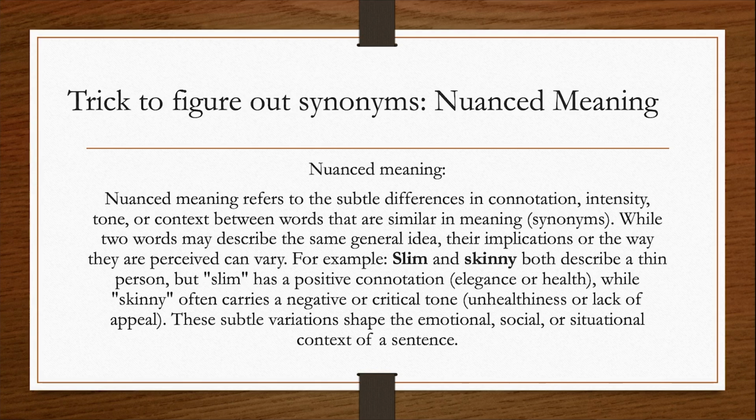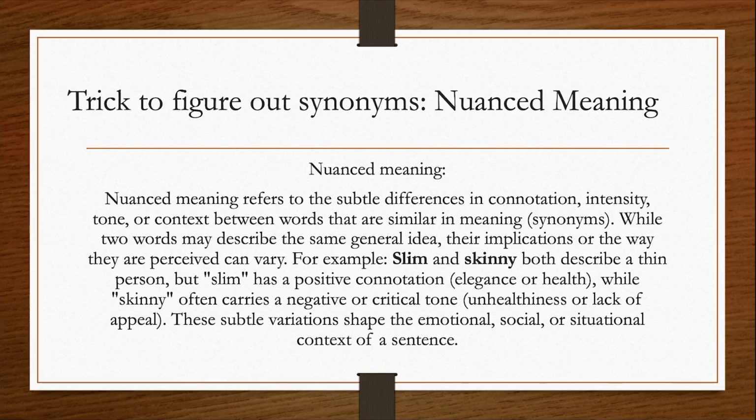So in the first part, we have seen how understanding root words enhances your understanding of words used in different contexts. Now, let's see how understanding nuanced meanings can help you figure out the correct synonym in the correct context. Not only from the exam point of view, it enhances your general awareness, general aptitude for language use as well. Now let's see what it says. Nuanced meaning refers to the subtle differences in connotation, intensity, tone, or context between words that are similar in meaning.